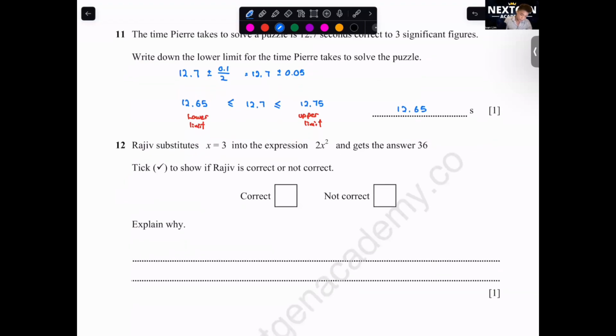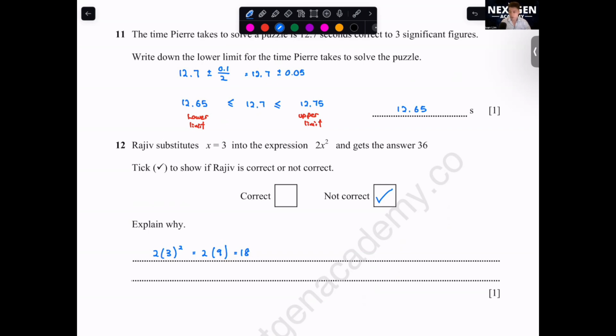2x squared. Calculate this. 2, 3 squared. Which one do we need to do first? 2, 3 squared. We need to follow BODMAS, right? Okay, bracket, order, division, multiplication, addition, subtraction. It will be 2 times 9, which is equals to 18. Okay, so not correct. How come he got 36 over here? How did he get 36?